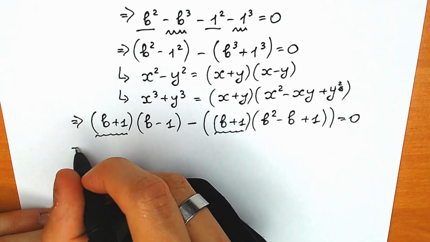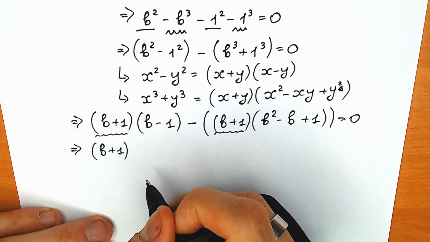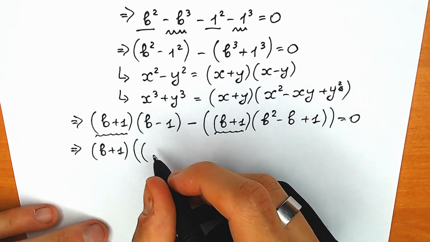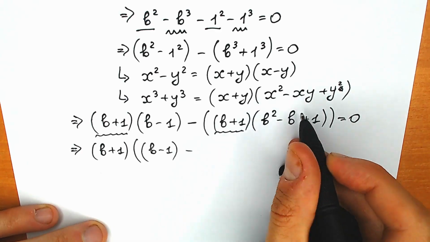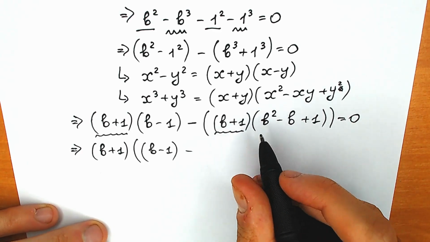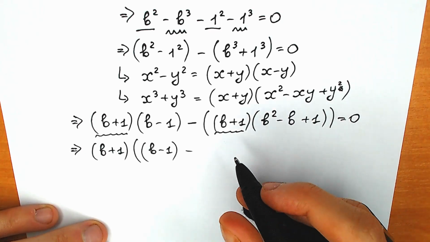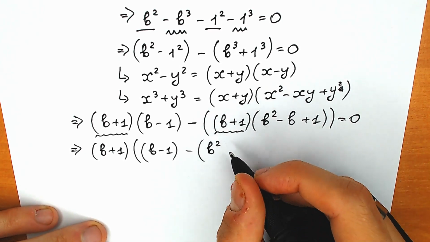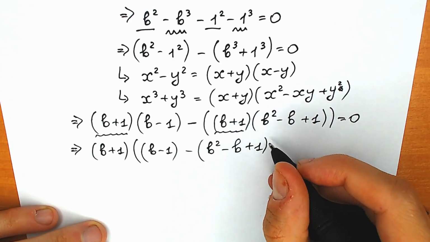Okay, let's do it. So b plus 1, we factor it, so b plus 1, and in another parenthesis, what do we have? I'm going to write this parenthesis. We still have this b minus 1, yeah? B minus 1, and we have minus, of course, we really need this expression, because we factor b plus 1. From this side, we have only b squared minus b plus 1, so let's do it. So minus b squared minus b and plus 1 equal to 0.